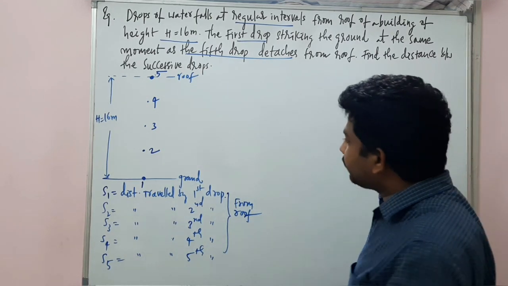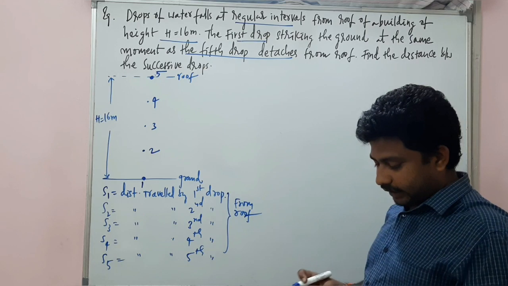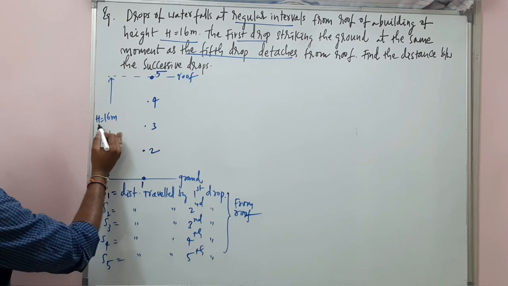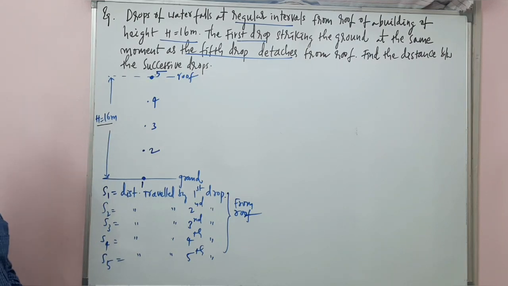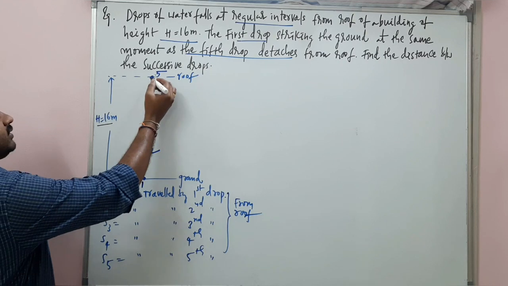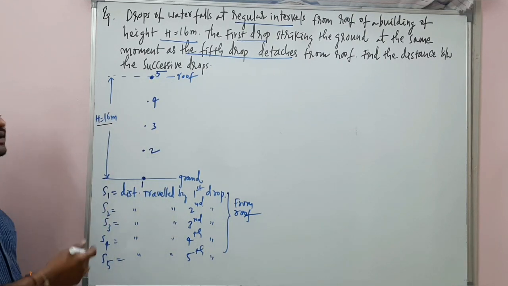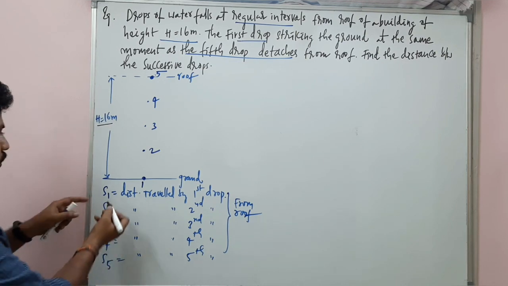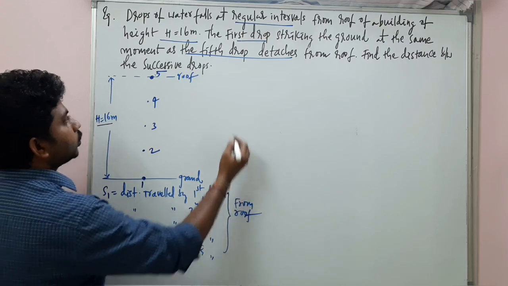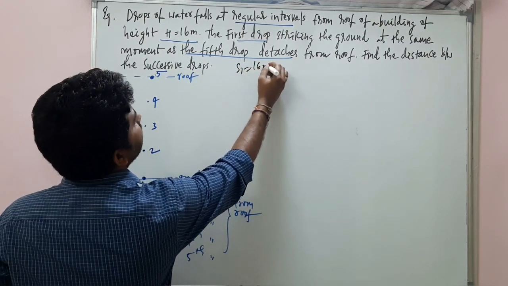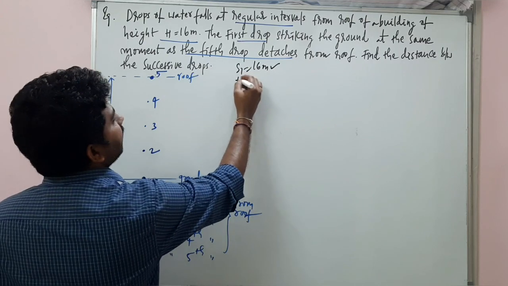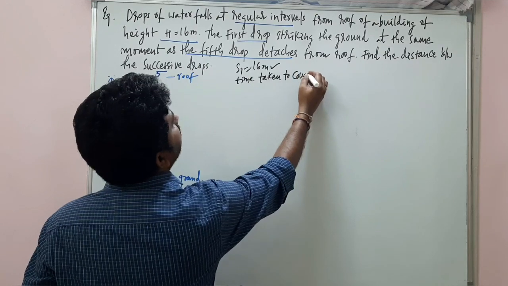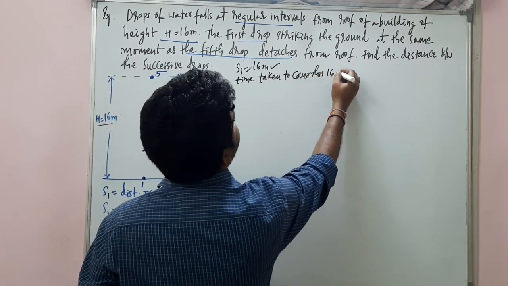Now, have a look at the diagram once again. What is the distance travelled by the first body? Which is 16 meters. Yes or no? Understand? Distance travelled by the first is 16 meters. In what time? That's the most important. So I am writing S1 value is 16 meters. Time taken, let's find out. Time taken to cover this 16 meters.